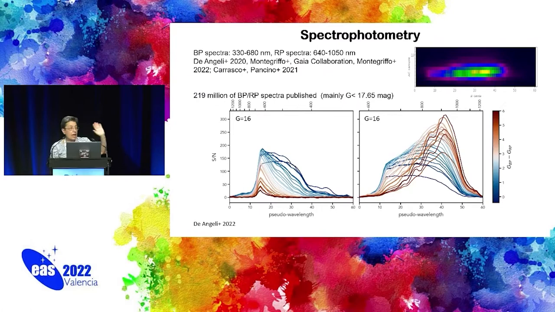Left is for BP and right is for RP, and the different shapes correspond to different kinds of stars that are colored here according to the color index that is related with the temperature. Here we have the signal-to-noise ratio, but since it is related with the flux that we receive, the shape is more or less the same. And we can see that a red source has a low flux in blue and a high flux in red, and the other way around, a blue star has a lower flux in RP and a much higher flux in BP.